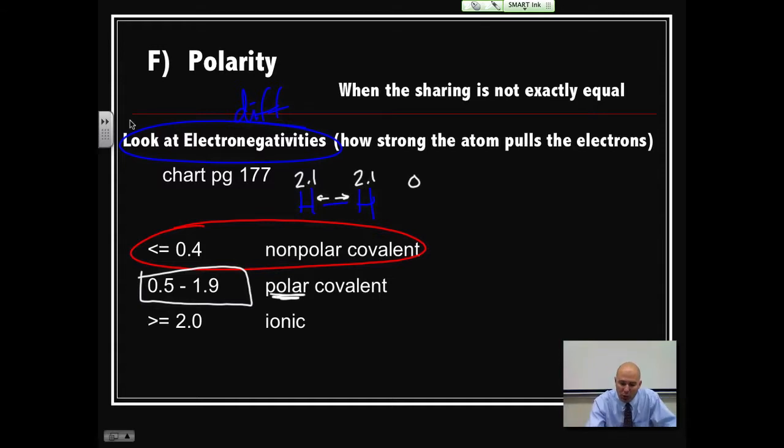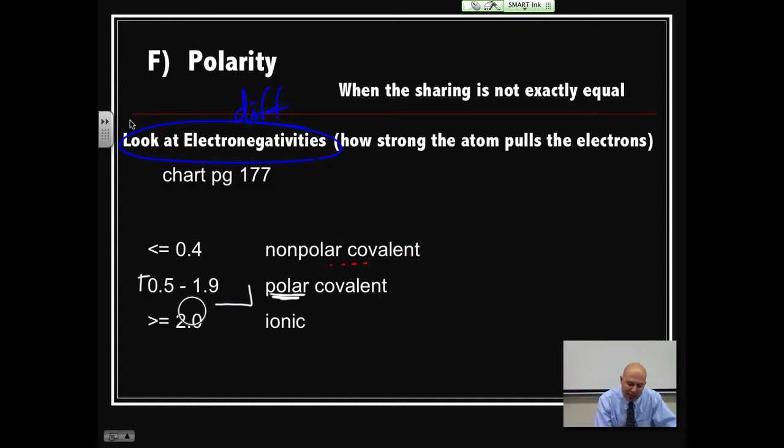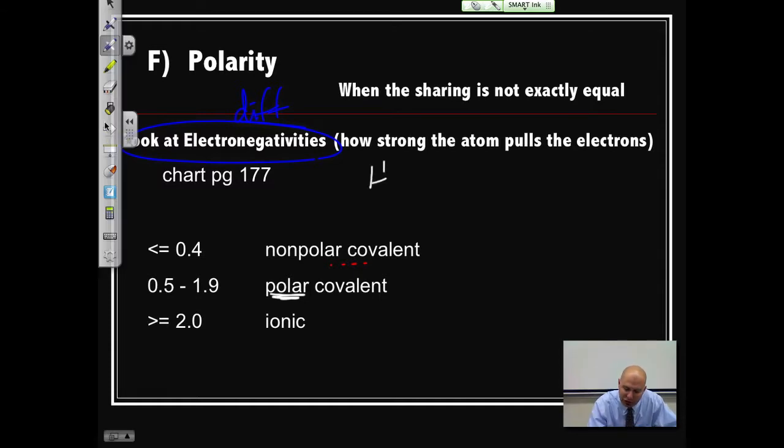Okay? So another example of a polar one would be hydrogen and oxygen. I'm not going to put it together with the whole correct structure, but hydrogen is a 2.1, oxygen is a 3.5. So that's a 1.4 difference. Since it's a 1.4 difference, that is in between and it is polar, and so therefore it would be pulling towards the oxygen.